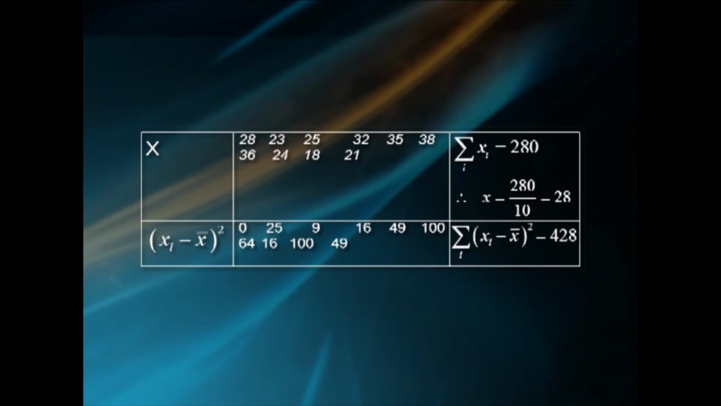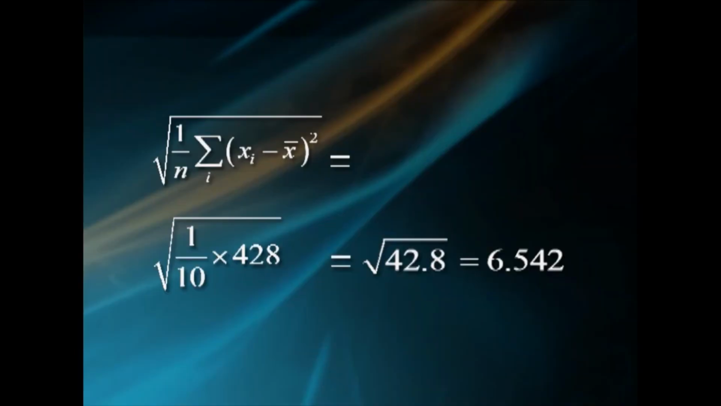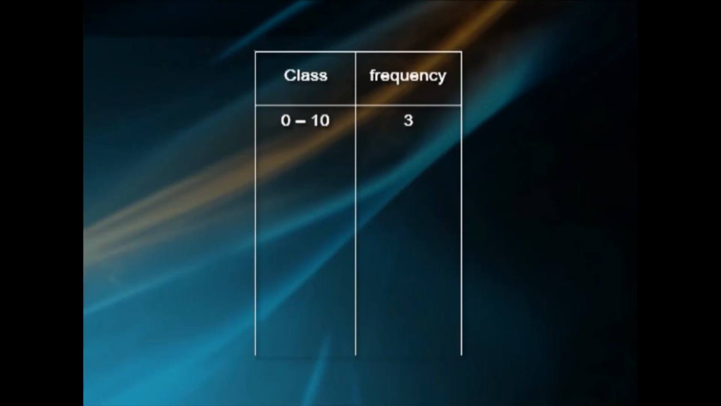Xi minus x bar whole square values 0, 25, 9, 16, 49, 100, 64, 16, 100 and 49. Therefore, summation over i xi minus x bar whole square equal to 428. Hence, the standard deviation equals square root of 1 by n sigma over i xi minus x bar whole square, equal to square root of 1 by 10 into 428, that is equal to square root of 42.8, that is 6.542.